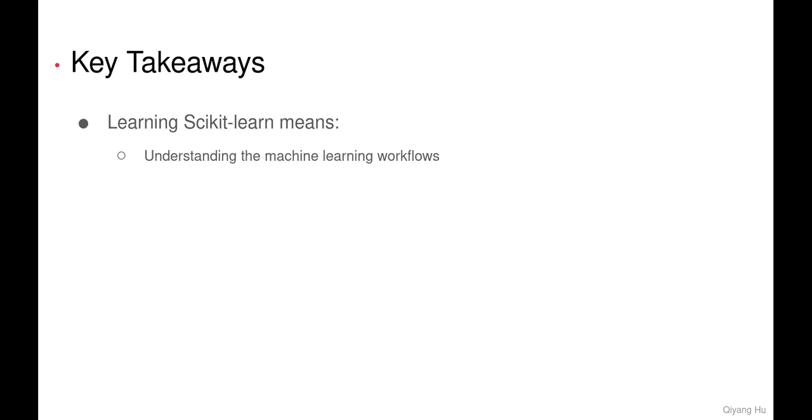As the last page in our slide section, I want to make these slides a summary of the messages that I want to deliver in my talk. So we discussed learning Scikit-Learn. Learning Scikit-Learn means a couple of things that follow. First, we have to understand the machine learning workflows. There might be different workflows for different projects, but generally speaking, machine learning is related to data, modeling, and prediction.